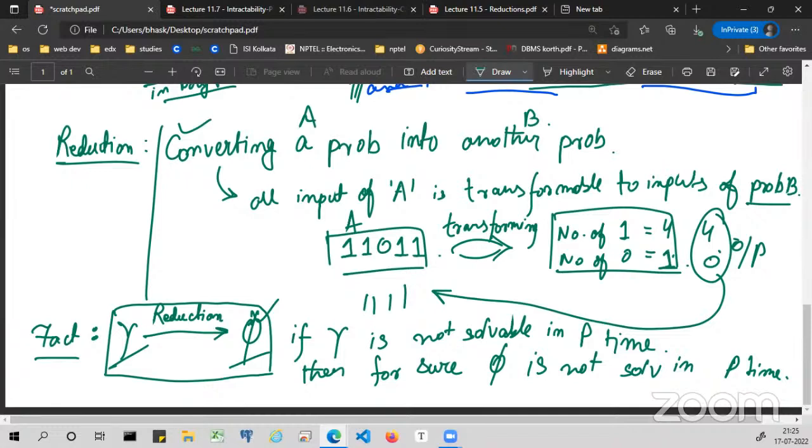Other way to state it is, given the fact gamma is not solvable in polynomial time, phi is also not solvable in polynomial time. Okay, so you do not have to remember this. The only idea that you need to keep in mind is this is harder, and then the logic would apply automatically. So if the harder problem is solvable in polynomial time, then the easier problem is definitely solvable in polynomial time. If the easier problem is not solvable in polynomial time, then the harder problem, obviously it is much harder, so it would also not be solvable in polynomial time.